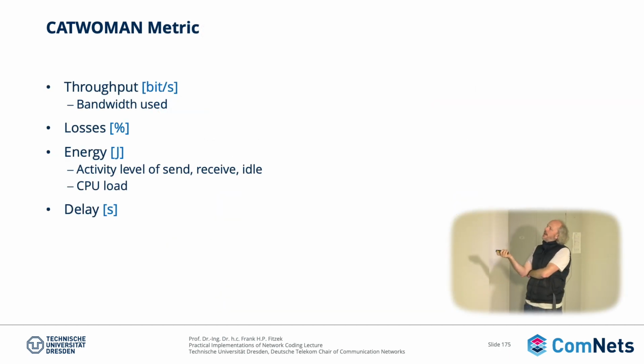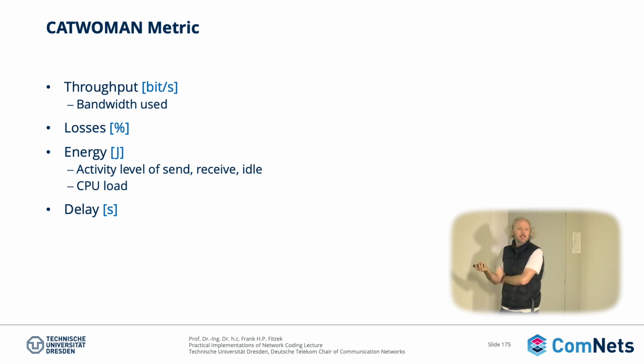Good. What we are doing then as a metric, we are looking at throughput, losses, energy, and delay. Those are the most interesting parameters. You can come up with more than that. For example, security was not so important for us at the moment.